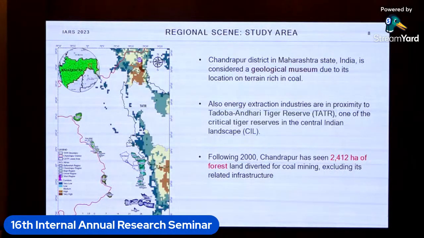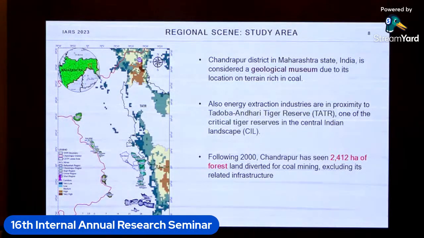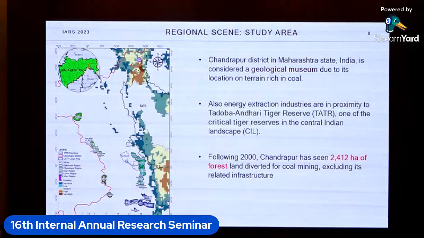Then we have five corridors connecting five other mining areas. In this tiger density rich landscape, we have 2,000 acres of forest land under mining. And here I am telling only about the mining. There is other infrastructure related to mining, like roads, railways, and power lines.